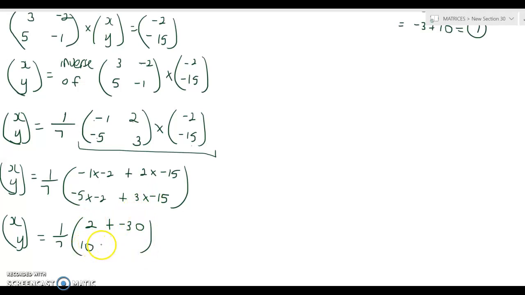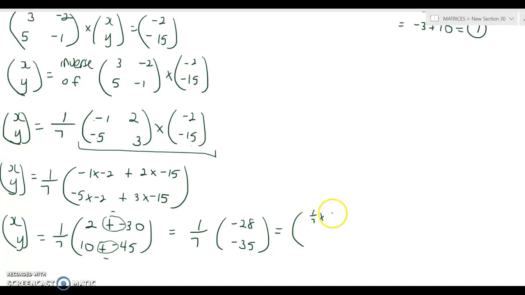So that is equal to 1 over 7. Here this becomes 2 minus 30, which is minus 28. And then here we get plus and a minus again, minus 10 minus 45, which is minus 35. And then finally it becomes 1 over 7 times minus 28 and 1 over 7 times minus 35. So we're really going to get minus 4 and minus 5.